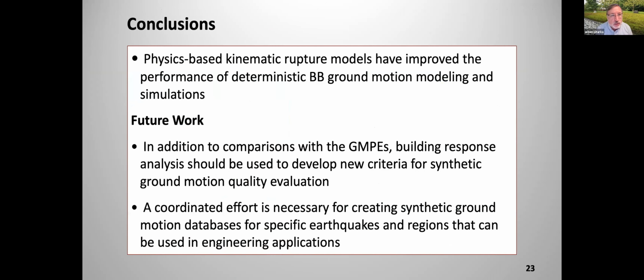So as a conclusion, I think we now have a better understanding of the physics of the rupture. We know how to apply it to our deterministic ground motion simulation at a certain frequency range, certainly between 0 and 5 hertz, but now we're pushing to 10. And for future work, I think we should extend our validations of our rupture simulations beyond the GMPs by using new criteria that we are going to talk about today.